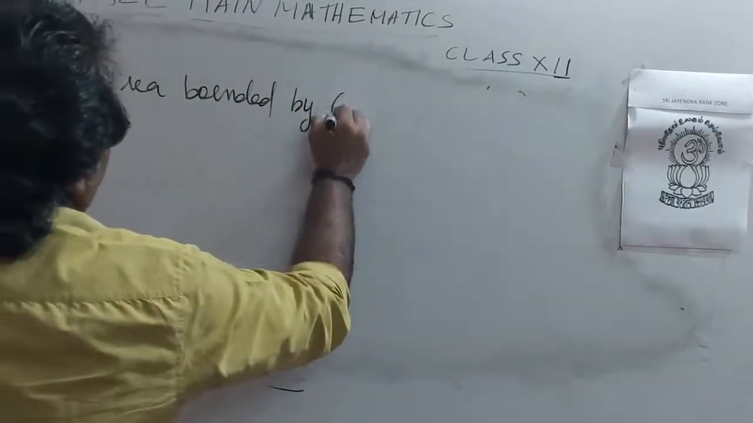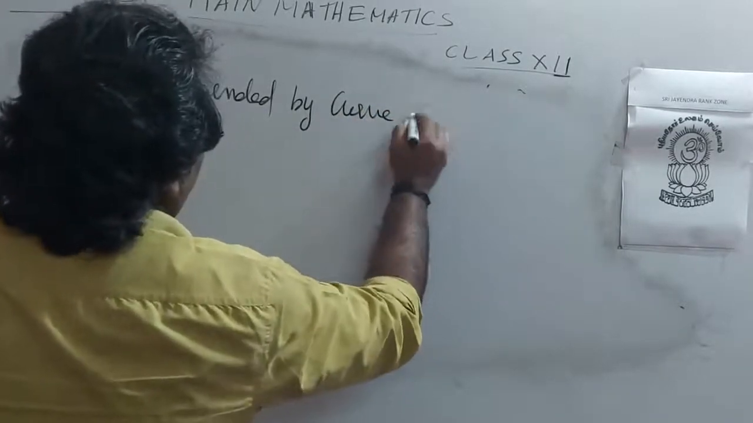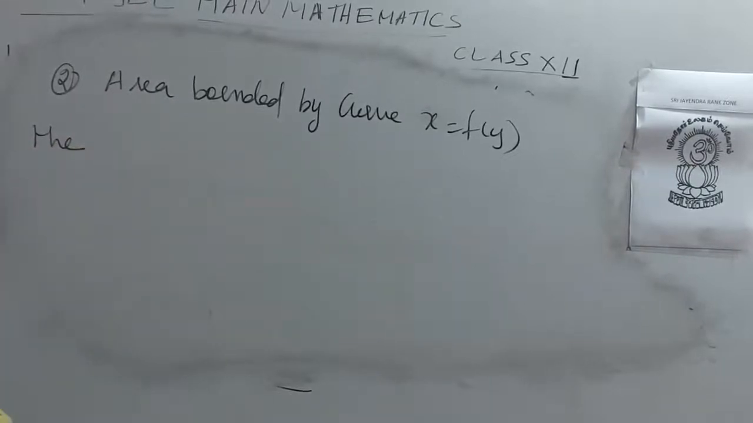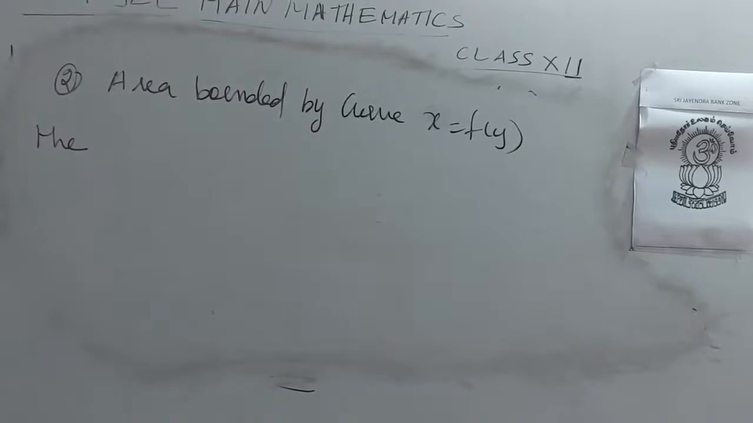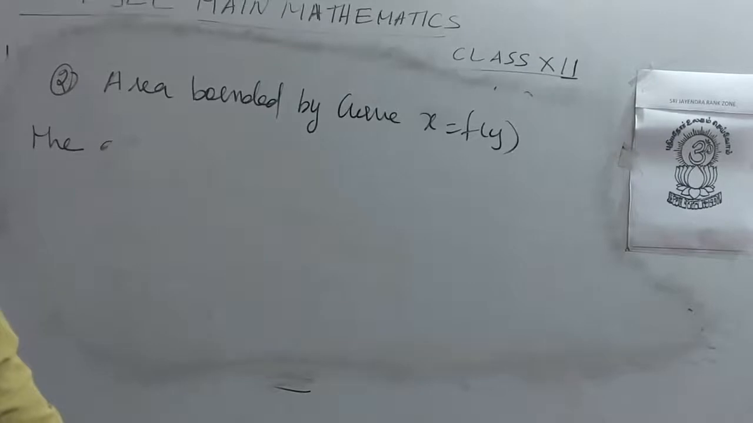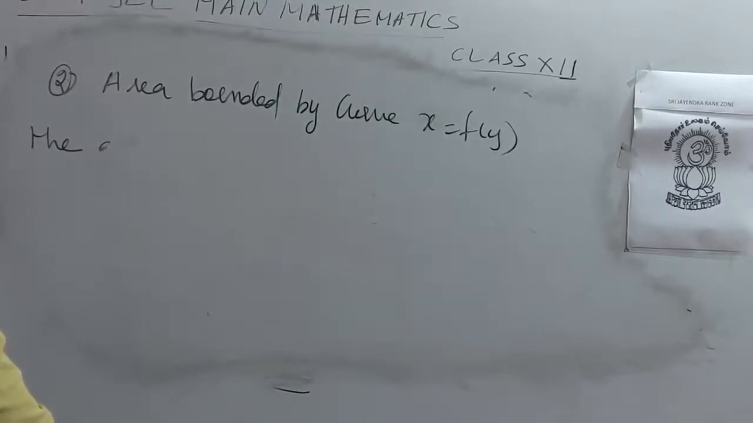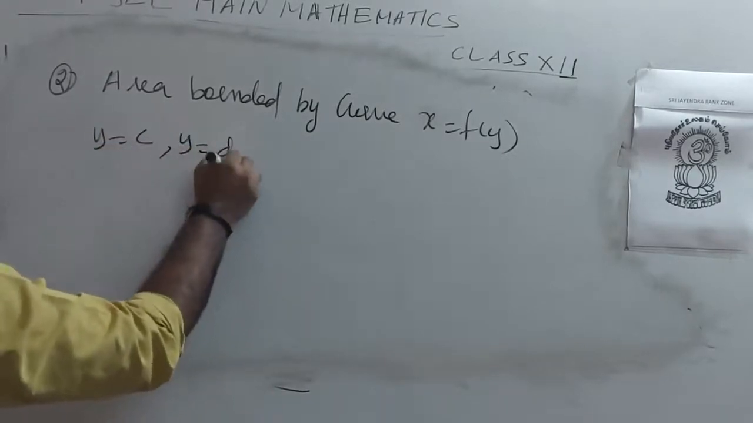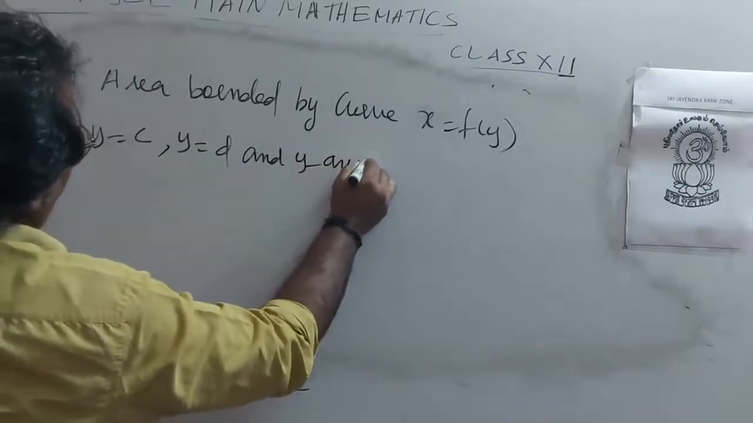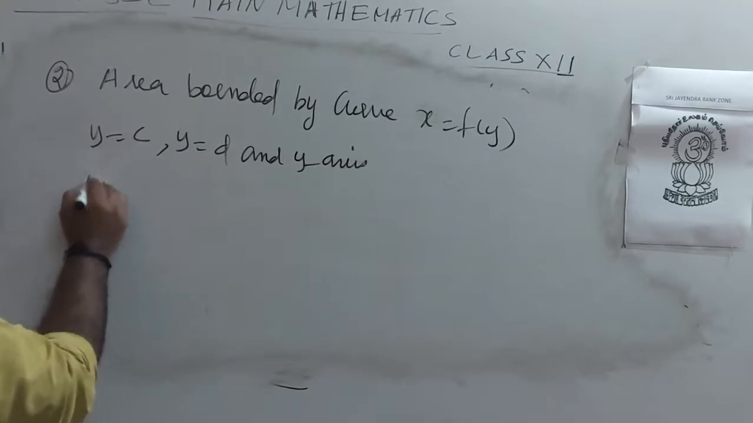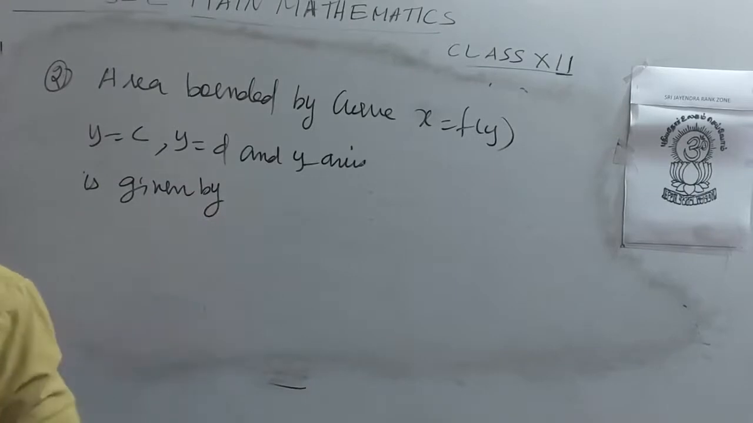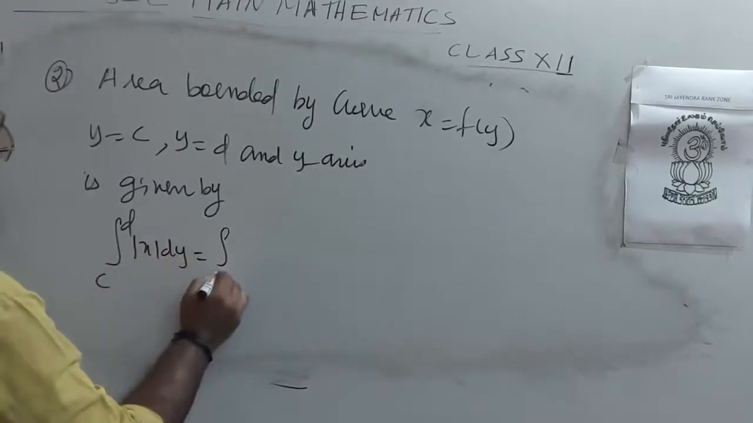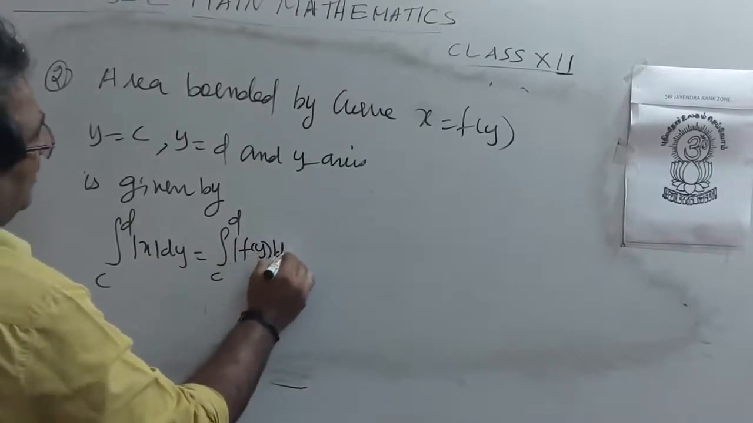Area bounded by the curve x equal to f of y, the lines y equal to c, y equal to d, and the y-axis is given by integral c to d modulus x dy, or integral c to d modulus f of y dy.